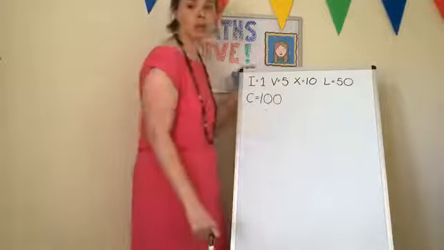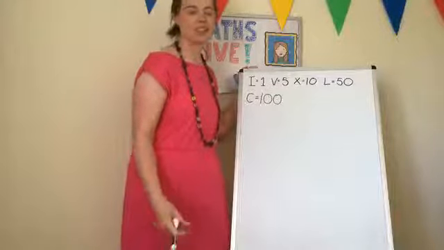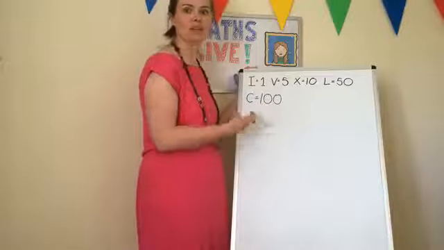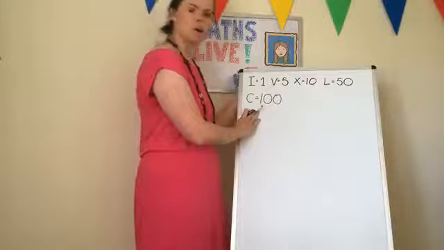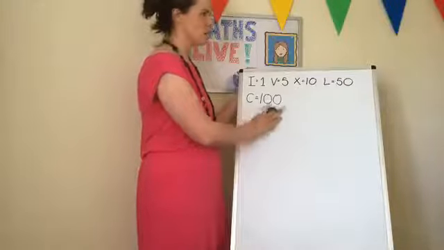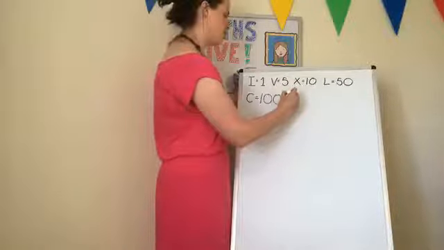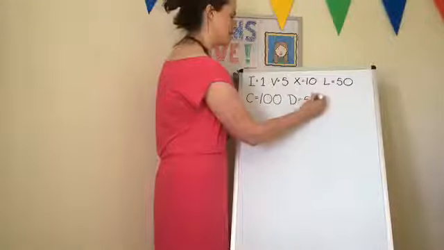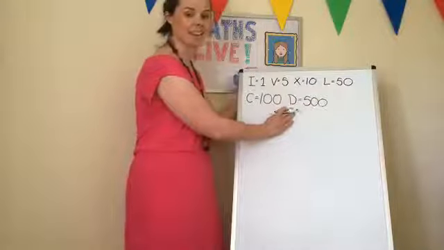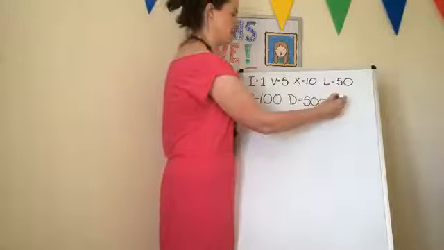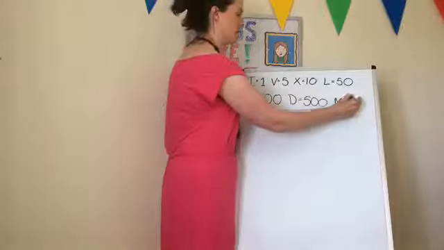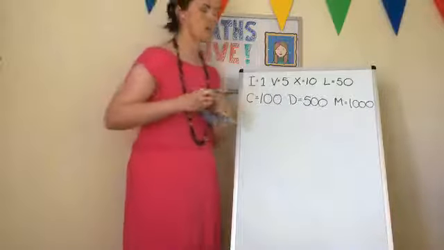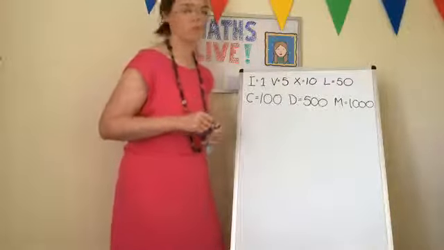Why is it 100? C is 100 years. A century is 100 years. So C means century, which means 100. What is after that? You've got 100, 200, 300, 400, 500. So just like 50, 500 needs its own letter, which is D. Okay, D is 500, and then the last one is M, which is 1,000. So those are all the letters that are used in the Roman numeral alphabet.